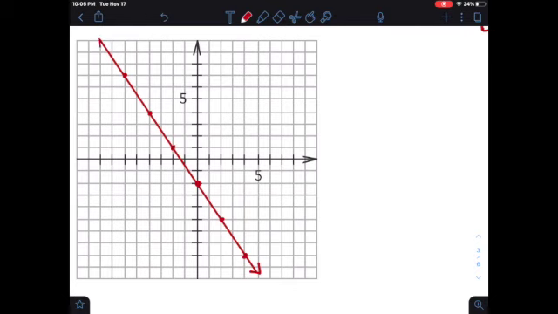And that is the notes for 4.7, the function and function notation. Thank you.